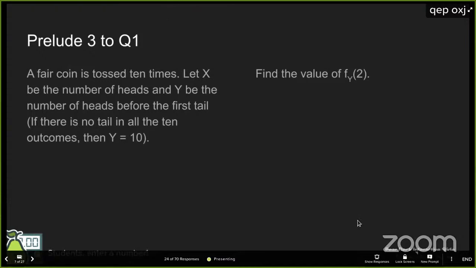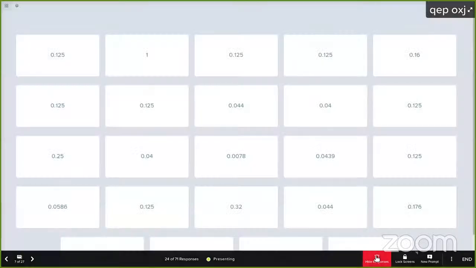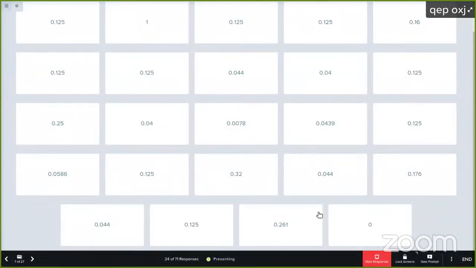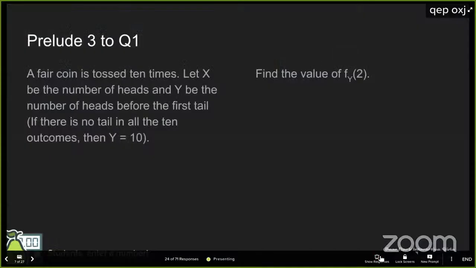Okay, so I got 24 responses. Let's see what the answers are. 0.125, somebody has written. Okay, 0.125, 0.6, 0.32. Fine. So 0.44, 0.044 and 0.125 are the frequent answers. Okay, let's see the solution.